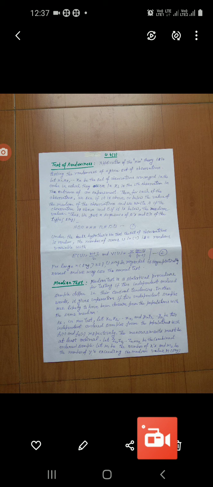Here, the application of the run theory is in testing the randomness of a given set of observations.